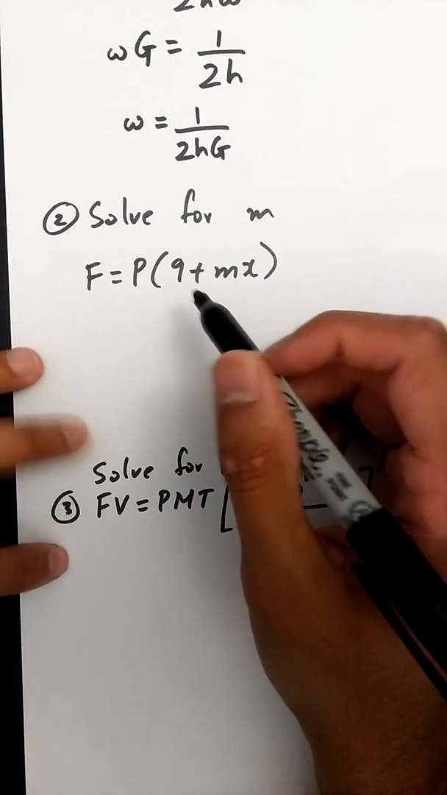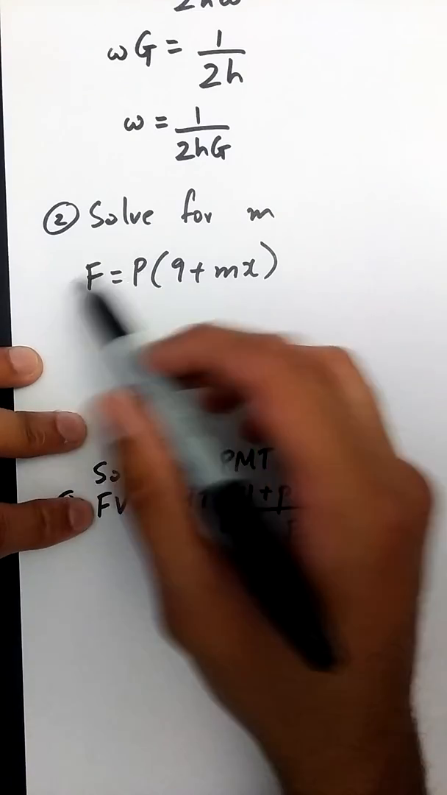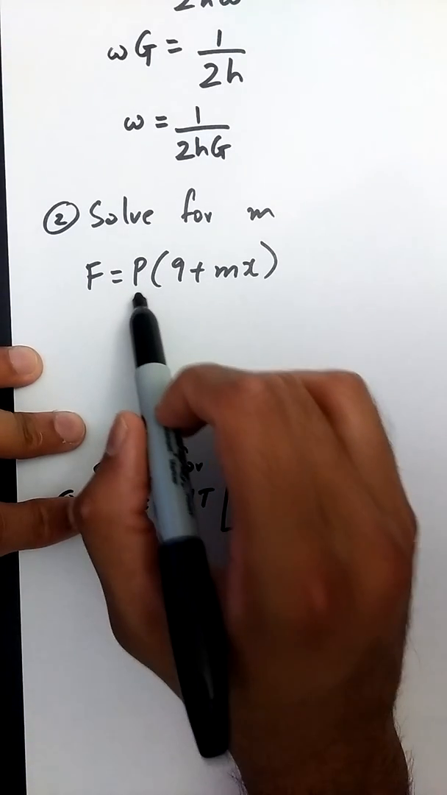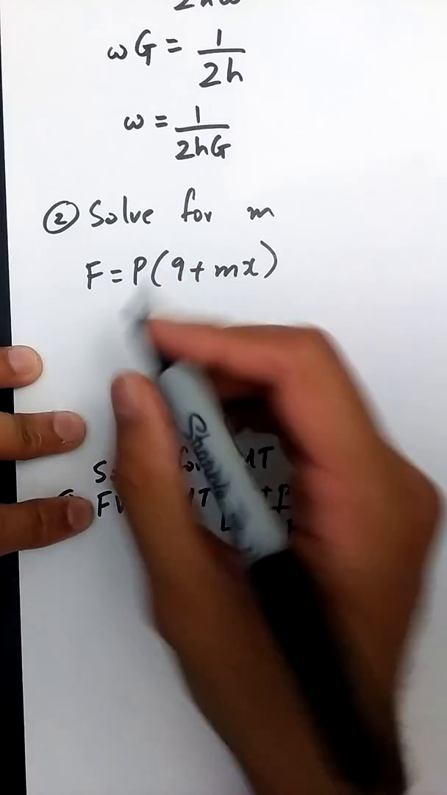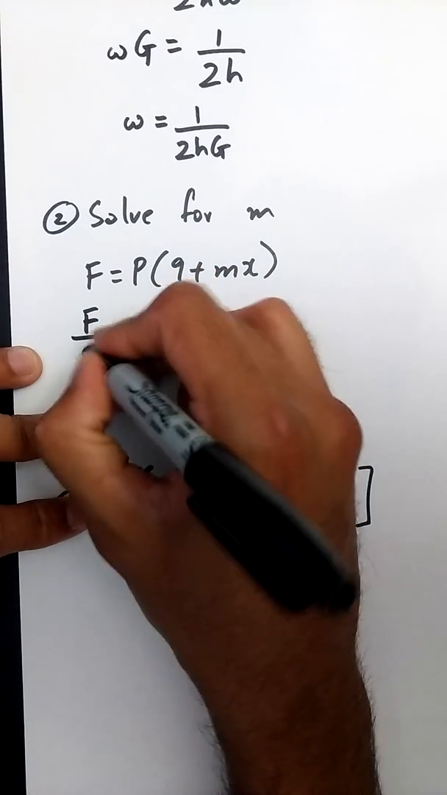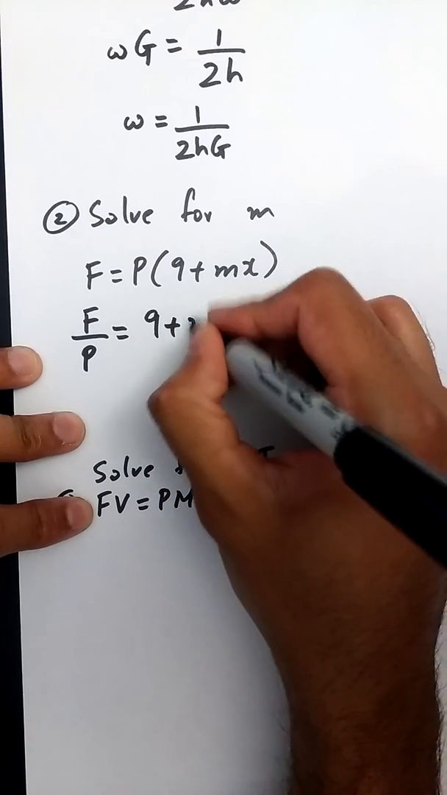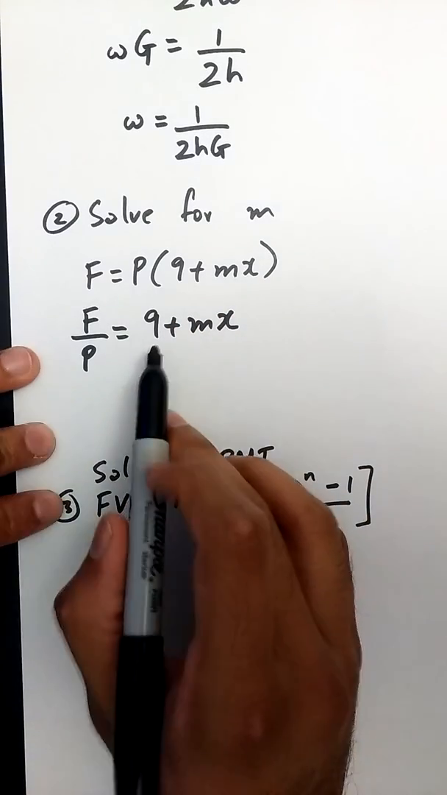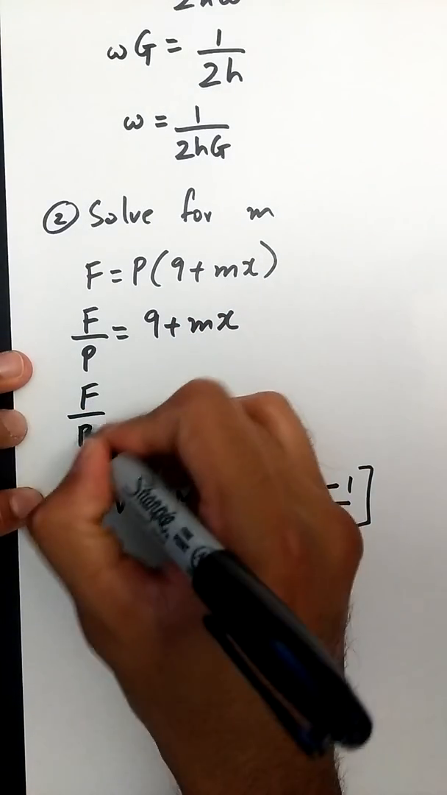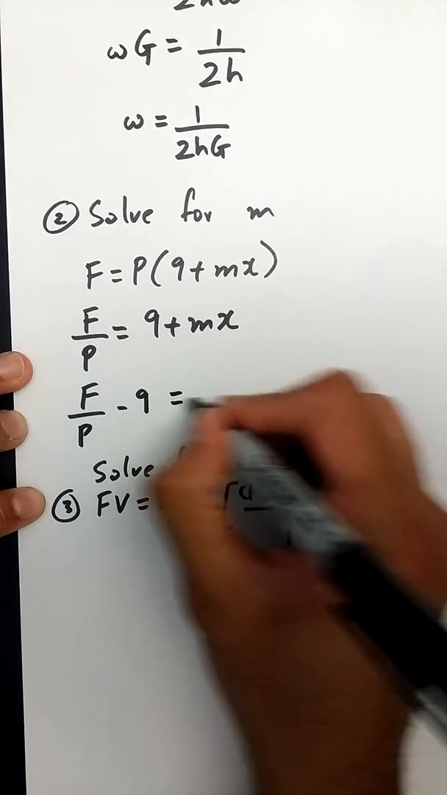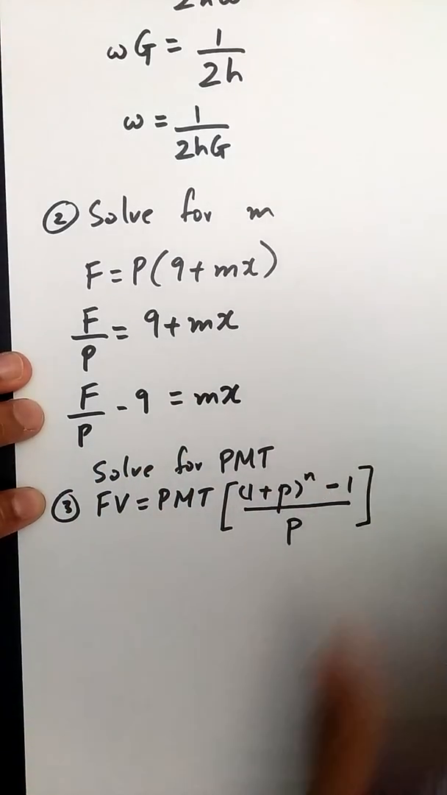Again, following laws of BEDMAS here. And for moving to the other side, it's the opposite of BEDMAS. So the first thing I'm going to get rid of is this P. It's being multiplied on this side, so I'm going to divide on the other side. So F over P equals 9 plus MX. Next, I'm going to subtract the 9. So F over P minus 9 equals MX.